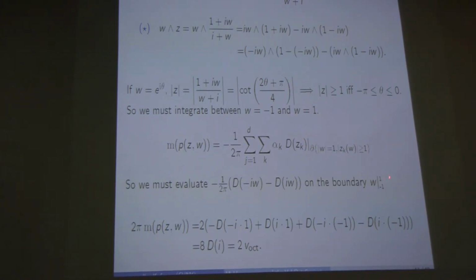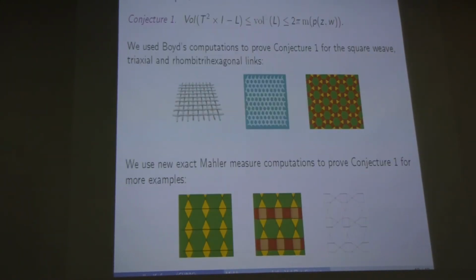You plug it in for this boundary condition, and you get 8 times D of I, and that, by the Lobachevsky function, is exactly 2V oct, an exact computation. Okay? So we used Boyd's computation to prove this conjecture for the three examples that I discussed, right? So the square weave, the triaxial, and the rhombotrihexagonal.